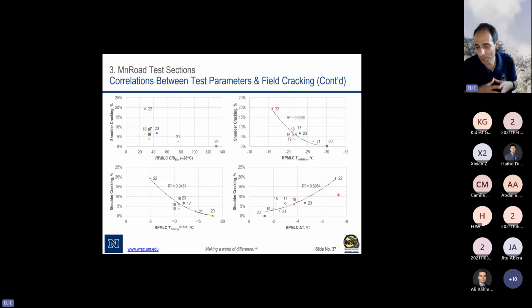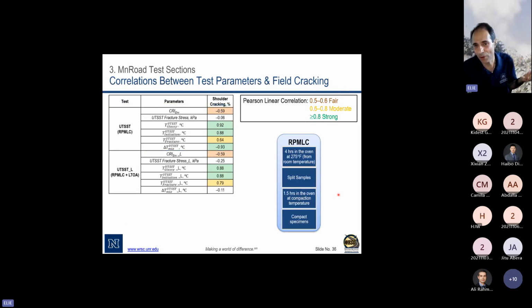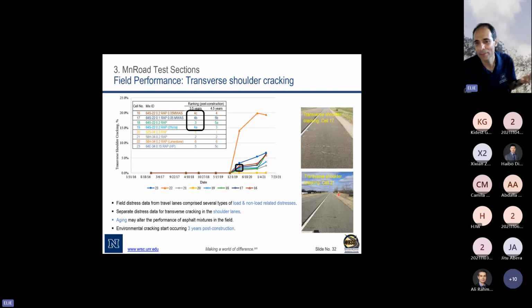Now, I wish that we had beyond 4.5 years, but they had to replace all those for a new experiment. I wish we had more, because I anticipate, based on the data we had, because of the long-term aging, that 20 is going to do very well, but once it cracks, it's going to propagate fast, like the orange one. But unfortunately, we didn't have enough field data.